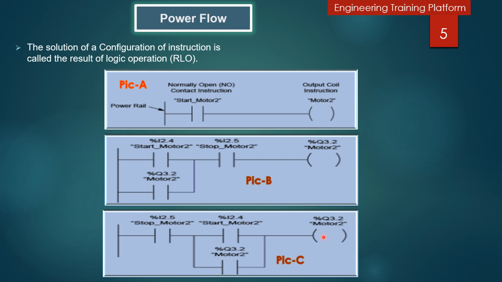When motor 2 is operated, the same as I explained for picture B, this motor 2 contact will be normally closed and the power will flow from this direction, even though the start motor 2 will be normally open, until somebody pushes this stop button for the motor 2.